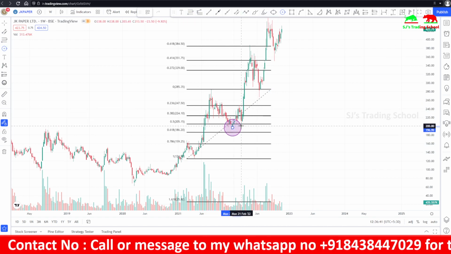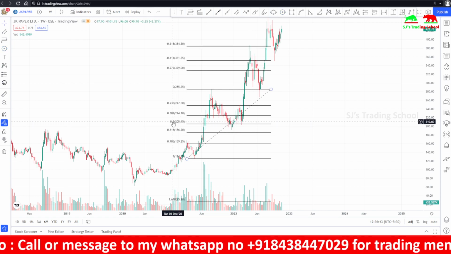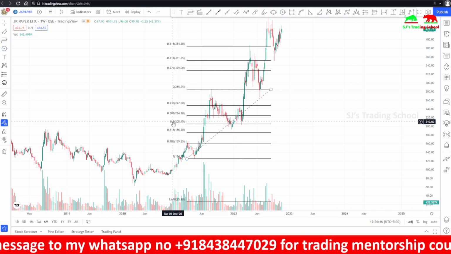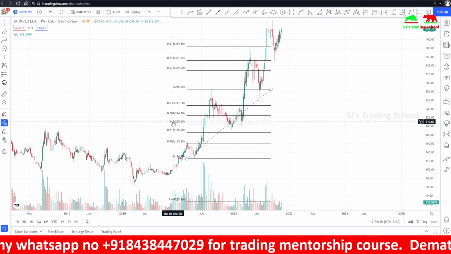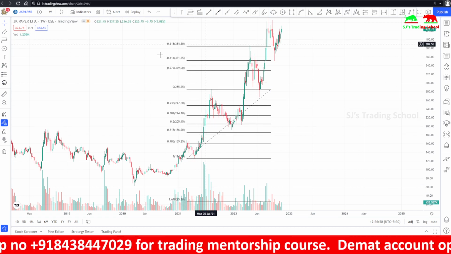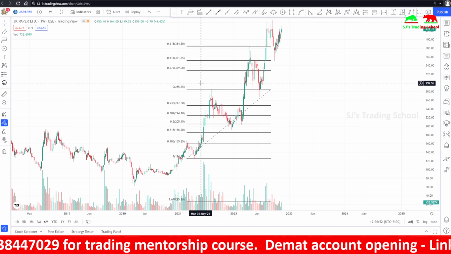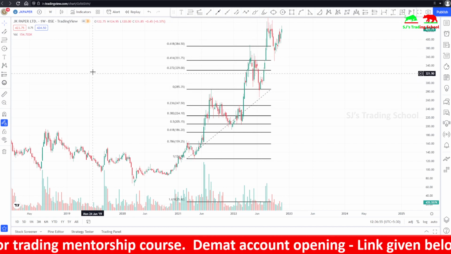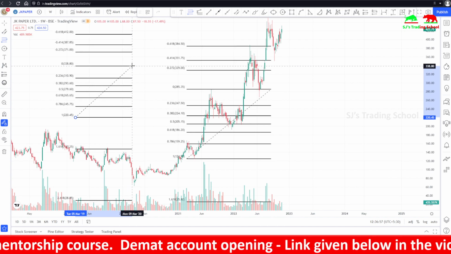0.5, that is 50% retracement. Actually this 50% is not a real Fibonacci number. It is used simply. But the other numbers are Fibonacci numbers. They are found by dividing some numbers. The default setting of the Fibonacci will be like this.